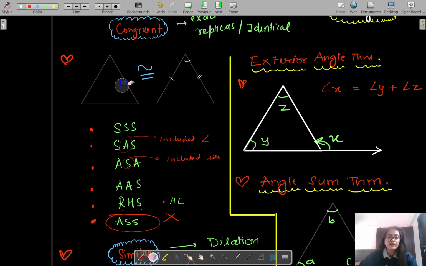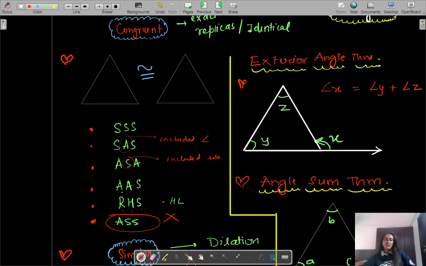Third criteria is ASA, which stands for angle side angle. Again, here S, which stands for side, it should be an included side. Then we have AAS, which stands for angle angle side. Now in angle angle side, S is not an included side. So you just need two angles and any one side in both the triangles.